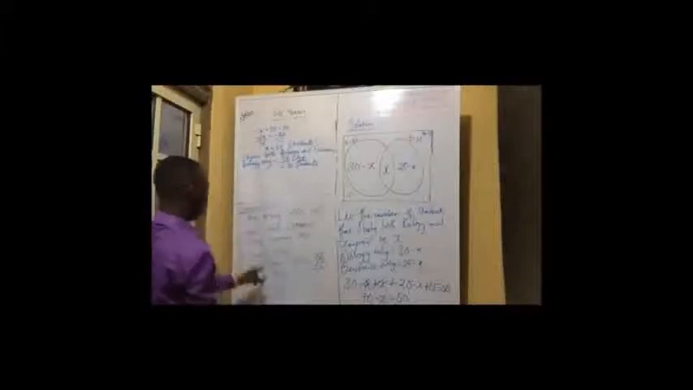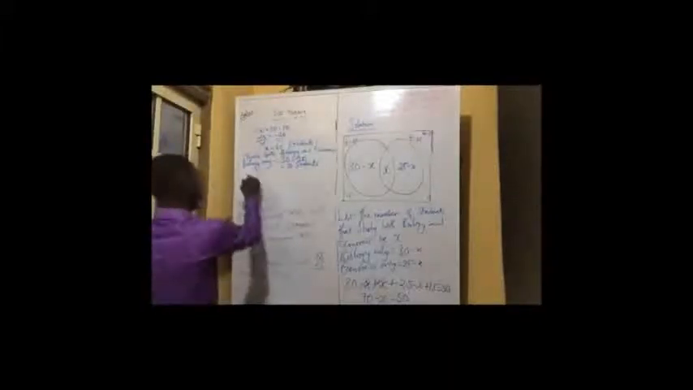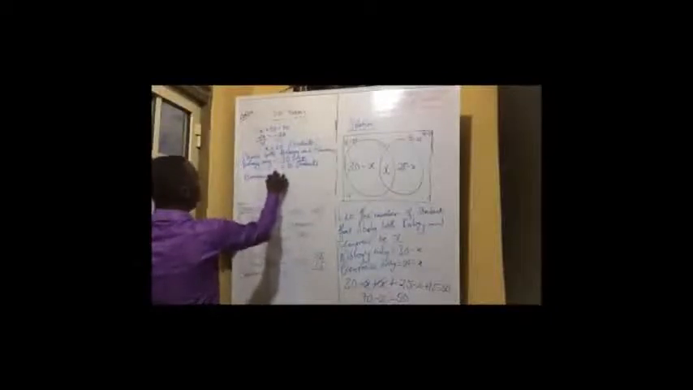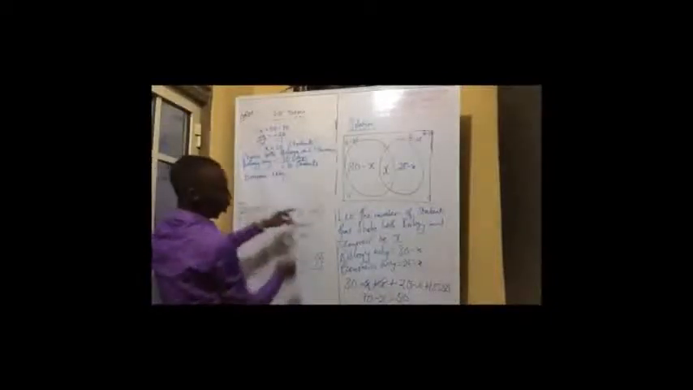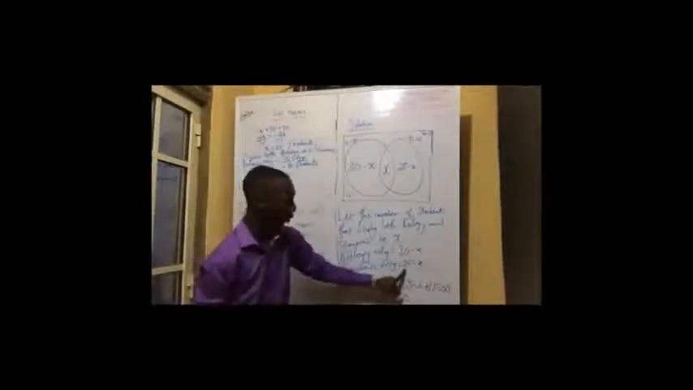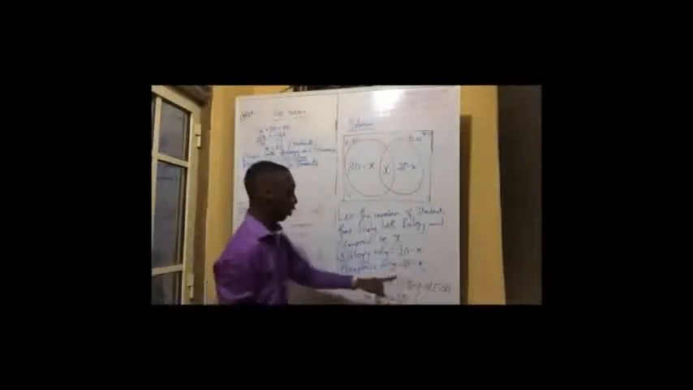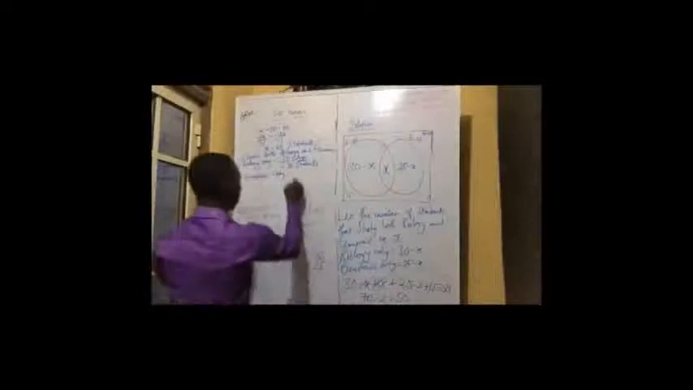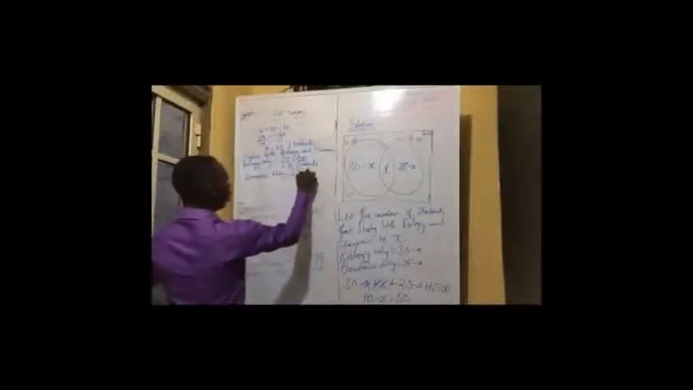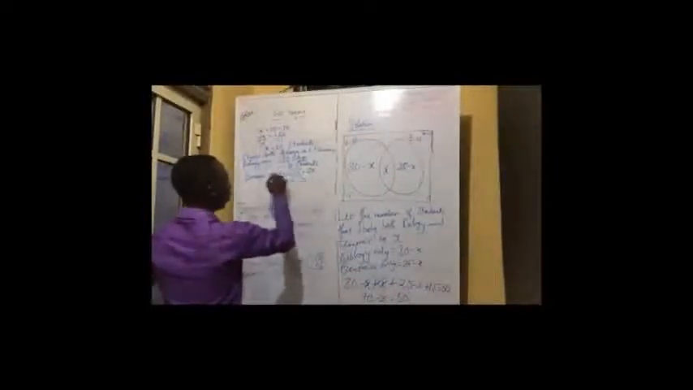Another thing we have to find is how many students study economics only. Go back to that. Economics only is giving us 25 minus X. You already have your X to be 20. That will be 25 minus 20, which gives you 5 students.